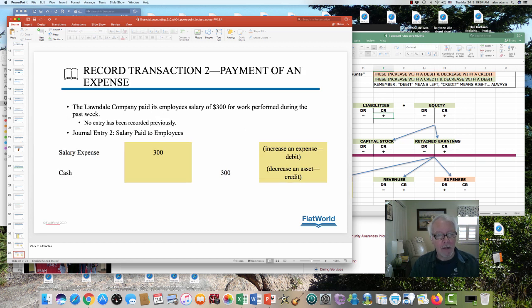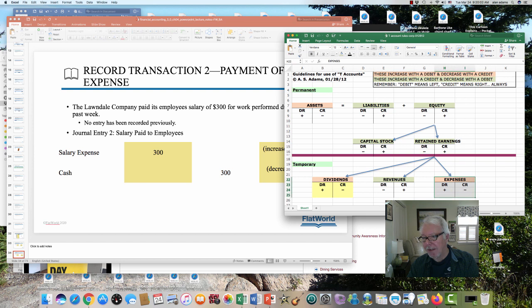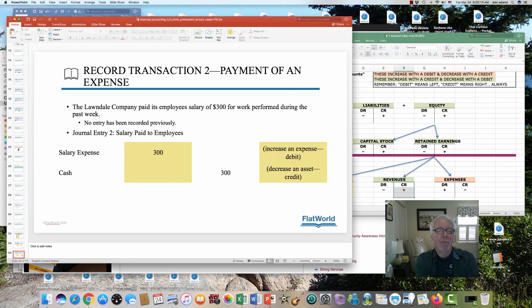All right, we paid salaries of $300. We know salaries are an expense. Look over here. Expenses increase with the debit. Okay? Now down here, we don't care for debits because they take away from our wealth. We'd prefer to see credits, usually from here, revenues. Okay? But this is an expense. This takes away from our wealth. So we're going to debit salary expense.